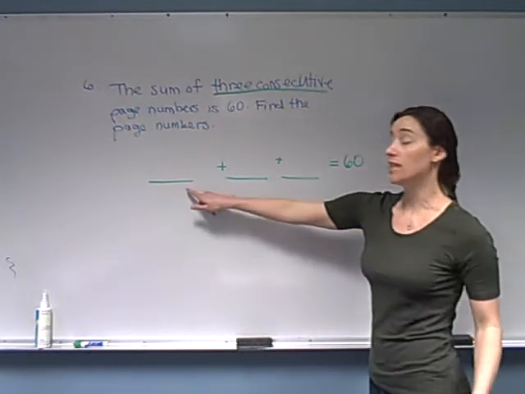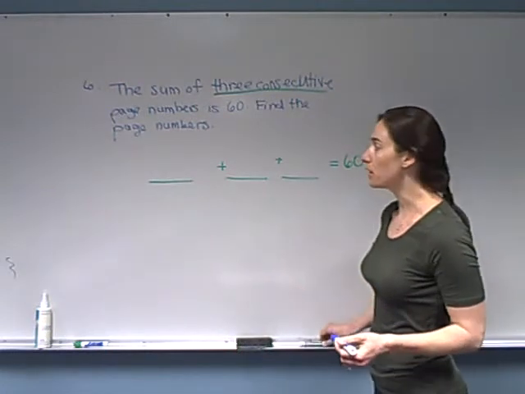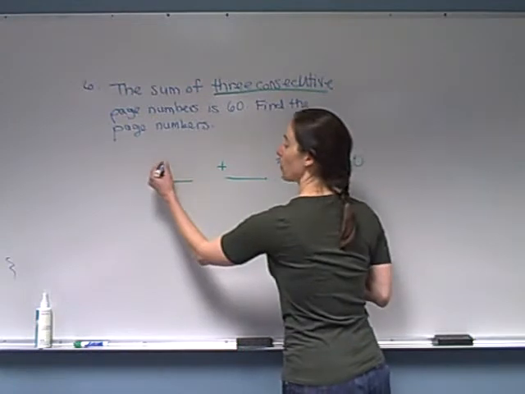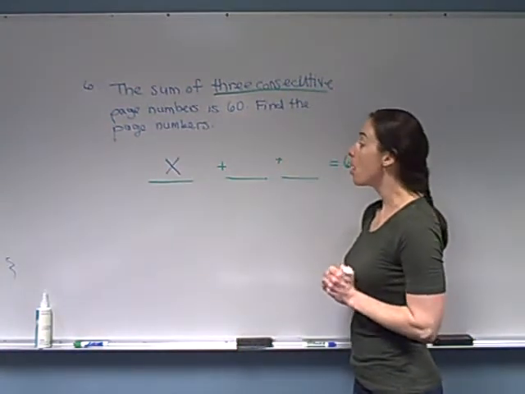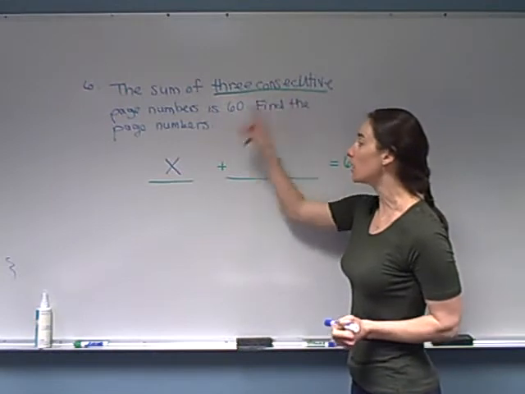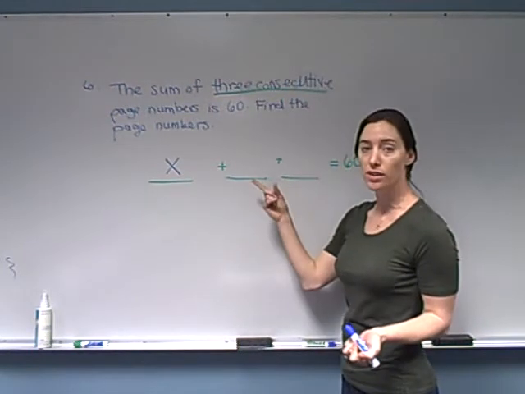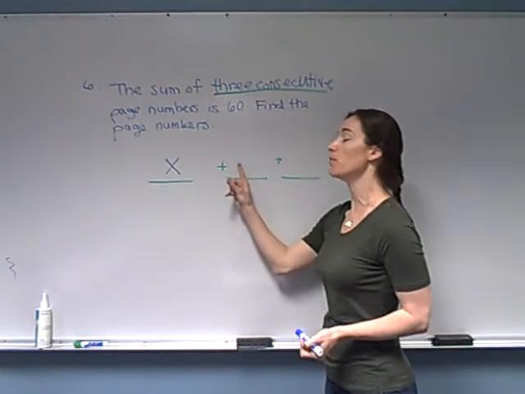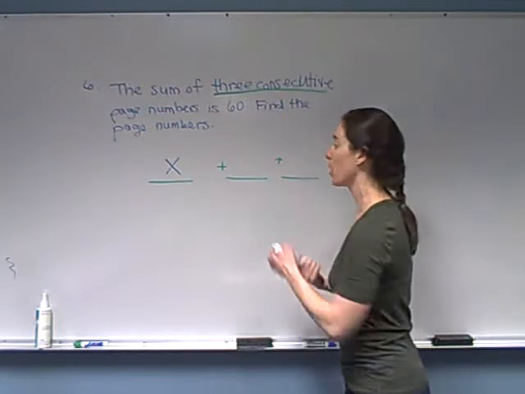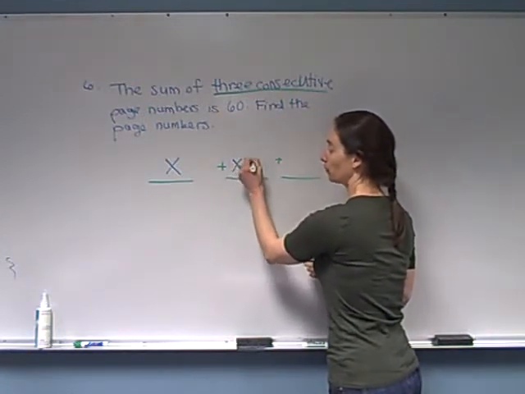Now, I have no idea what the first number is. So if I don't know a value, I represent it with a variable. I'm going to represent my first number with x. But if these numbers are consecutive, I can figure out how to get to the very next number. I'm just going to add 1 to it. So the previous number plus 1 will get me to the next consecutive number. So I'll represent the second number with x plus 1.